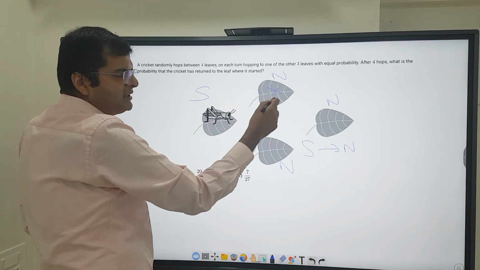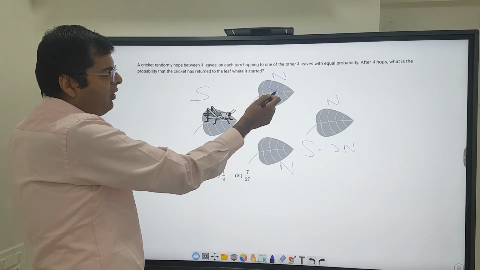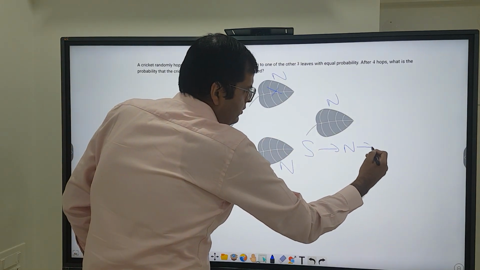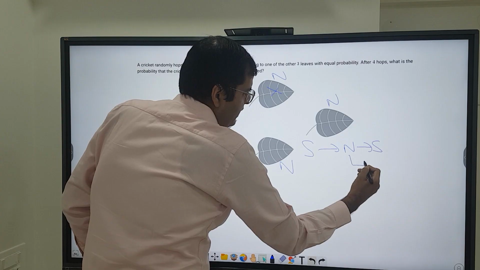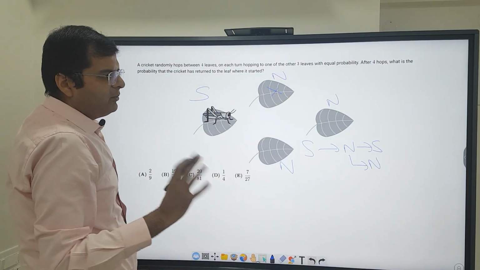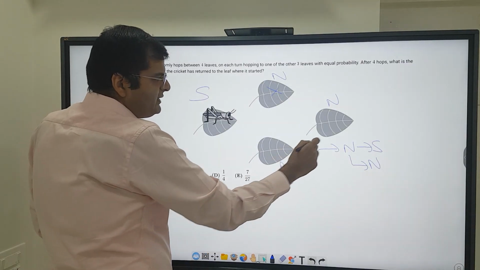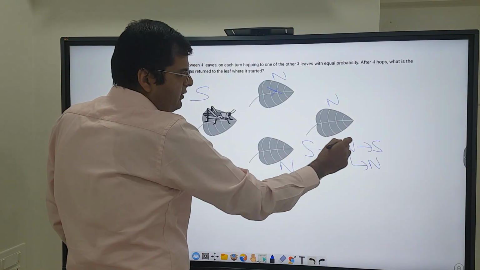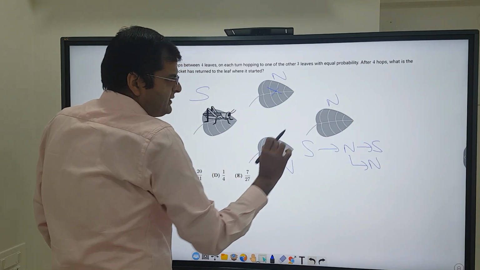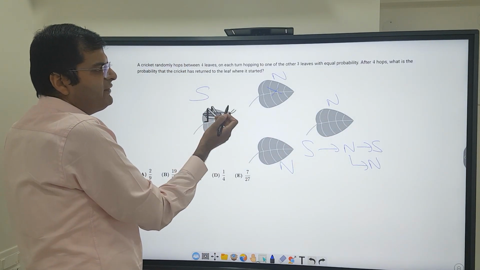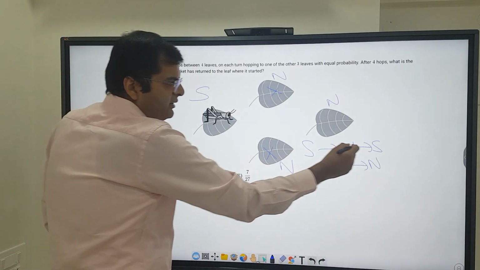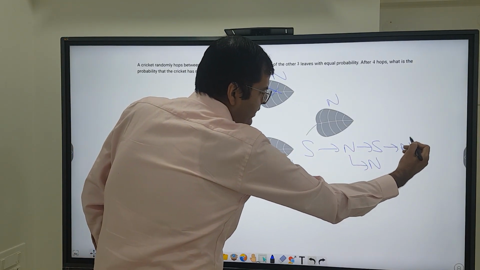Either I go to one of these 2 N's, so this will be N, this will be N, or I come back to S. So from N I have 2 options: either I go to S or I go to some other N. All the N's are equal to me. So from S I go to N and then S, or I go from S to N and N. Now in the first scenario, when I am at S here, whichever leaf I choose, let's say I choose this leaf, I will still be going to N. So from S the only option is to go to N.